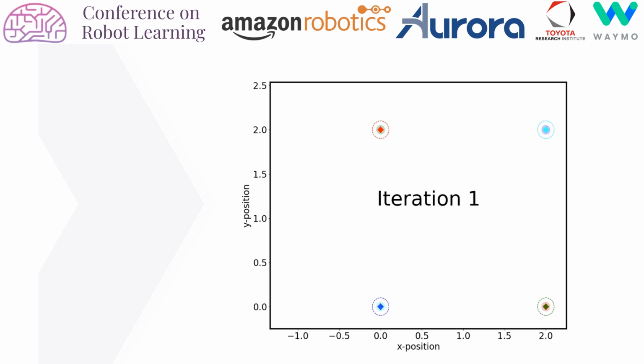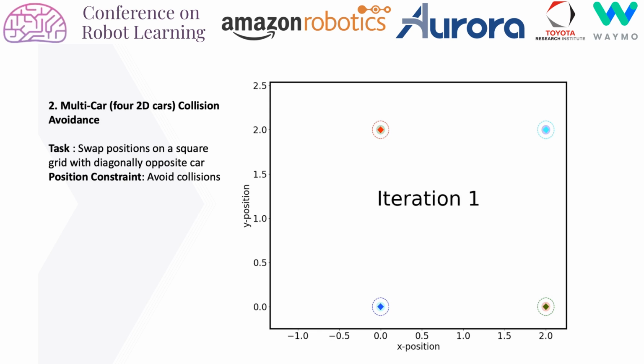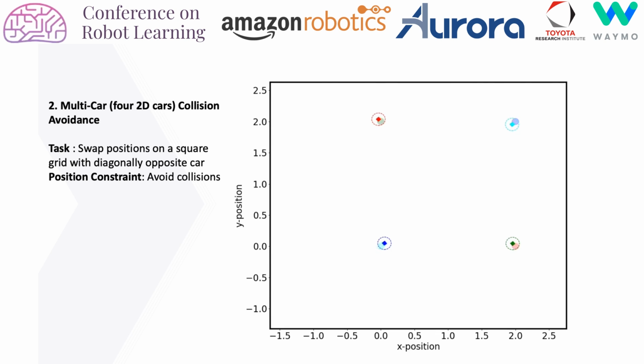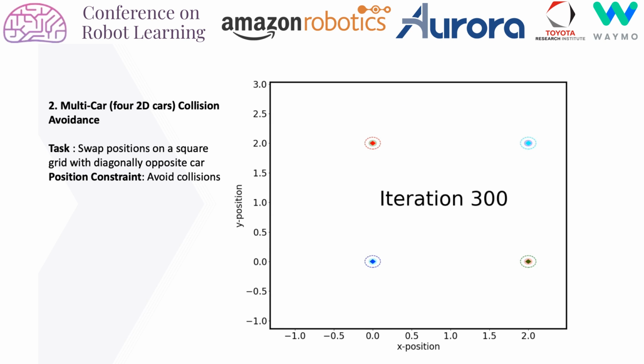Our next example consists of 4 2D cars starting at 4 corners of a square grid with the goal of swapping positions with a diagonally opposite car while avoiding collisions. Initially, the cars move towards the center and stop short of their targets to avoid collisions. However, these states get associated with a high cost or high value and are thus non-optimal. Therefore, as seen, the cars try going around the targets to avoid the non-optimal states.